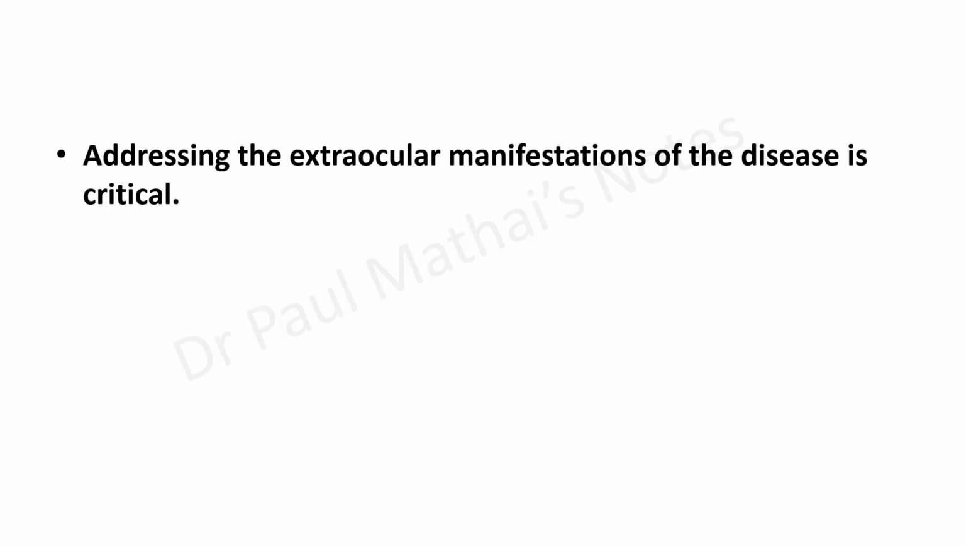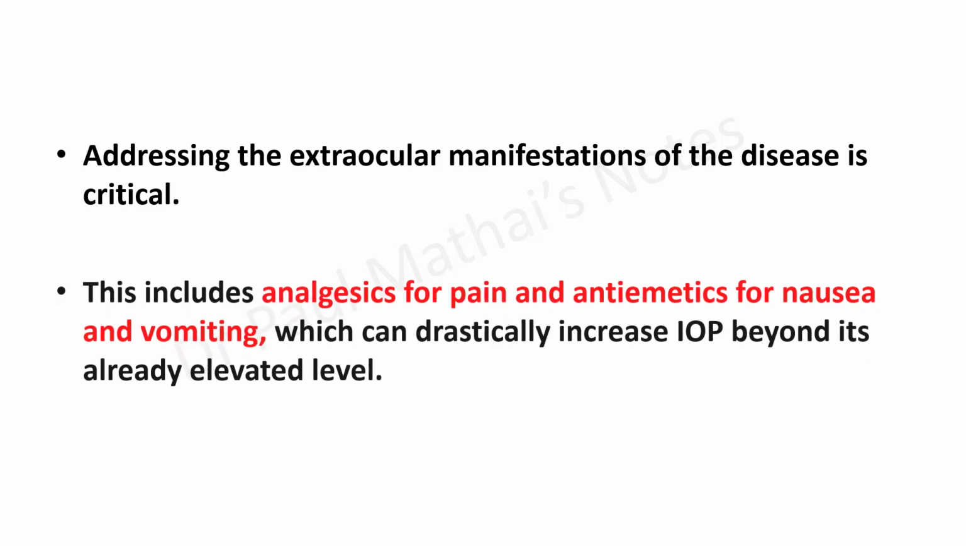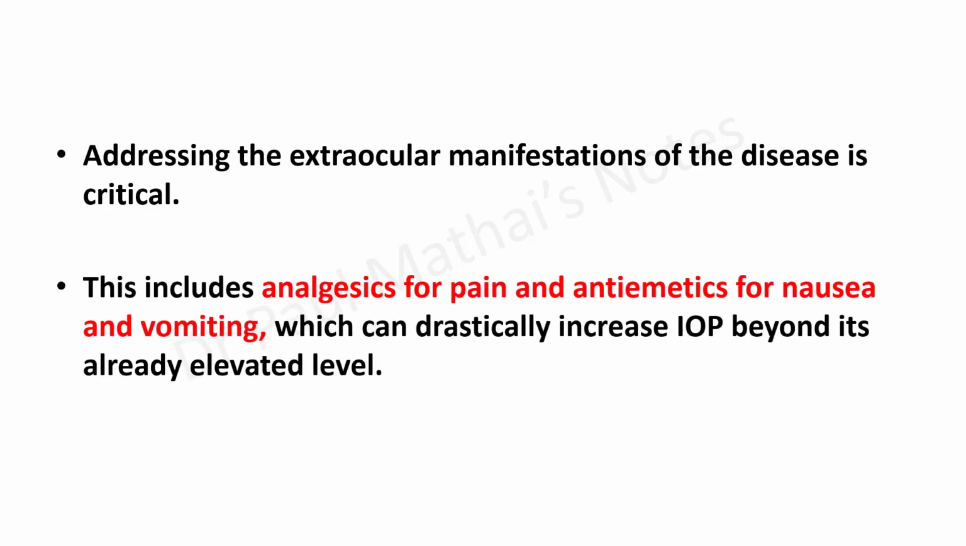Addressing the extraocular manifestations of acute angle closure glaucoma is critical. This includes analgesics for pain and antiemetics for nausea and vomiting. The pain and vomiting in itself can drastically increase the intraocular pressure beyond its already elevated level. So it's a good idea to administer the patient analgesics for pain and antiemetics for nausea and vomiting.